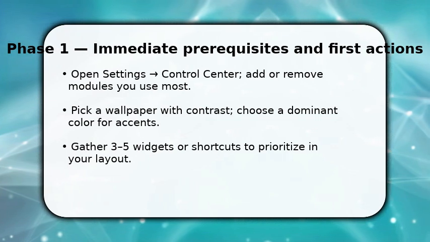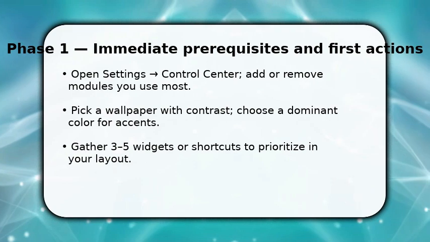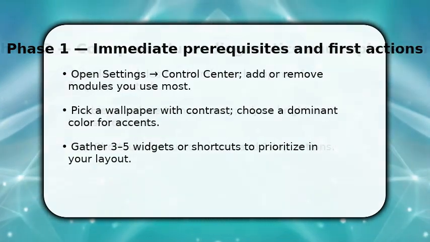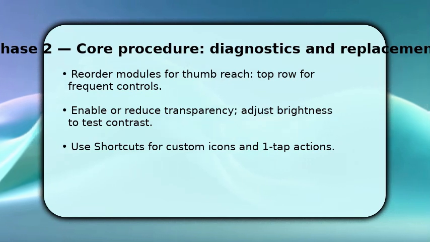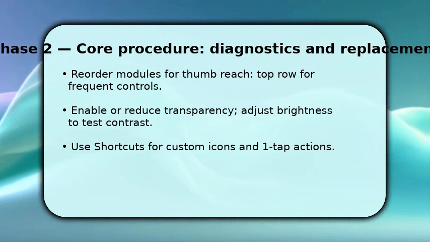Now you refine placement and appearance. Drag modules so high-use controls are within thumb reach, and keep rarely used items lower. Once arranged, experiment with transparency and background brightness so control tiles remain legible over your wallpaper.